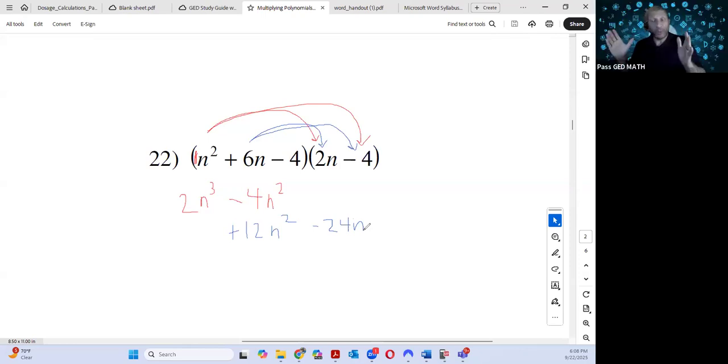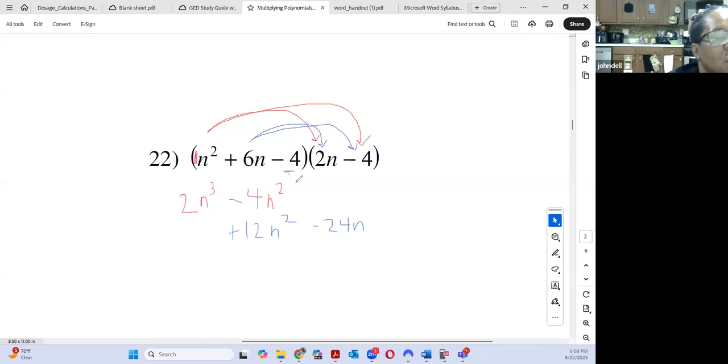So again, what you want to do is process this the same way all the time. Do the coefficients first. 6 times -4 is -24. Then you take the variables that you have and multiply them together. Well, you only got one n, so you just bring that down. There's nothing else to multiply it with. All right, this time I'm going to change to green. What's the last term I'm going to be multiplying?